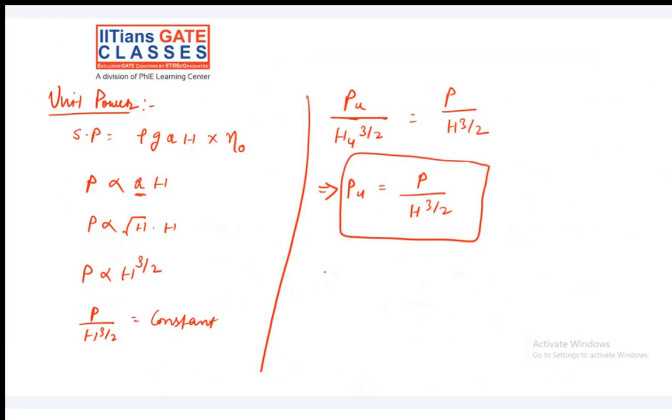So can you see that Nu is directly proportional to the square root of h? Qu is also directly proportional to the square root of h, but Pu is proportional to what? H to the power 3 by 2.